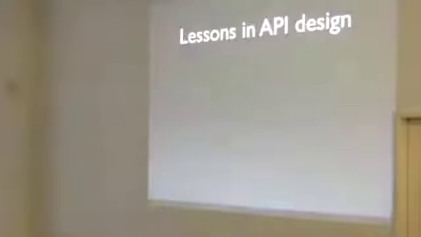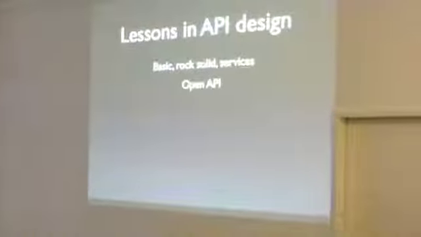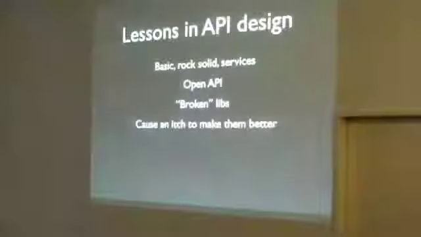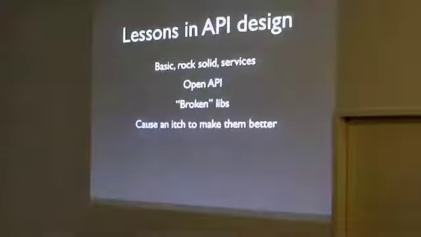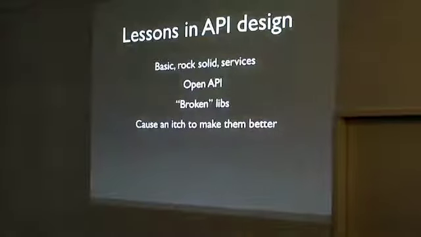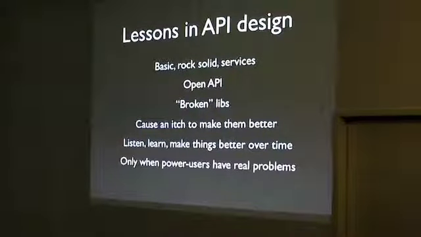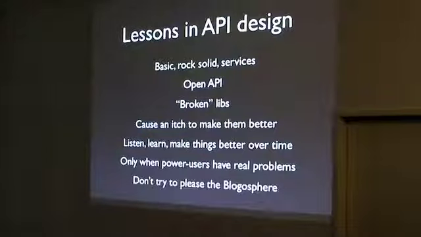That, I think, is actually a lesson in API design. They've built really basic, rock-solid services on an open API. They provide you with what I call broken leaves, which are functional, but they really cause an itch to make them better. You really want to make them better, because you need them to solve your problems. Then they listen, learn, and make things better all the time, but only when power users have real problems. They don't want to please the blogosphere.